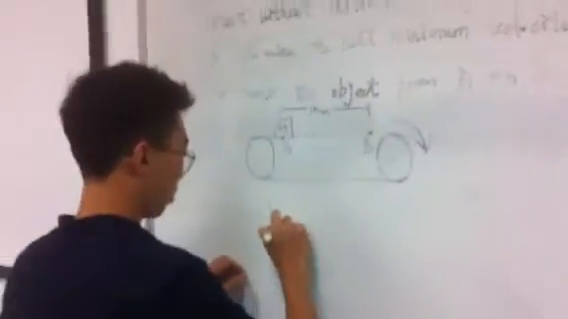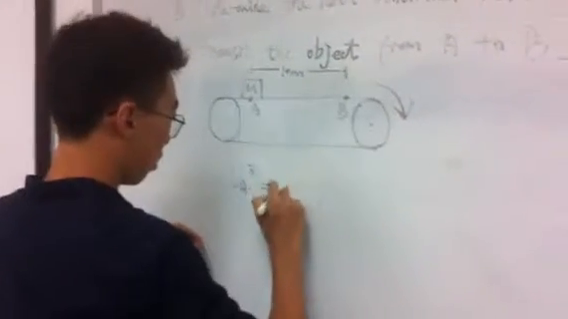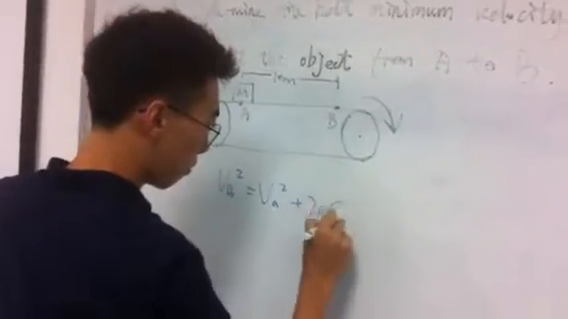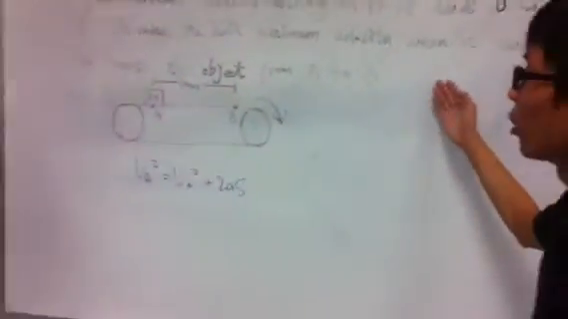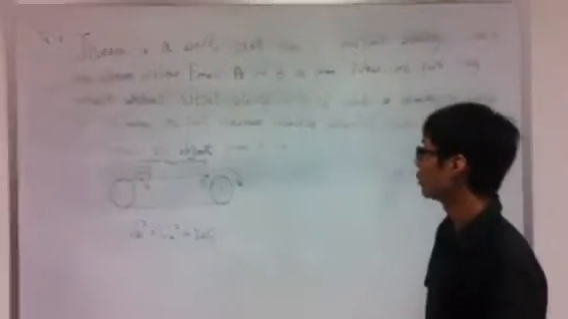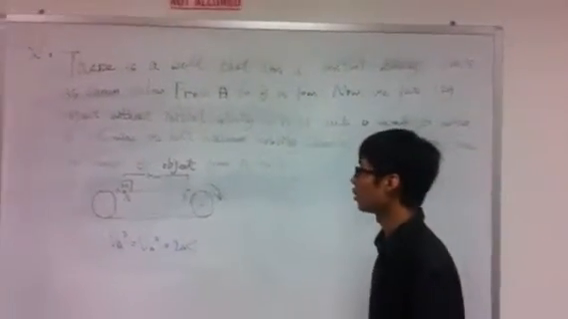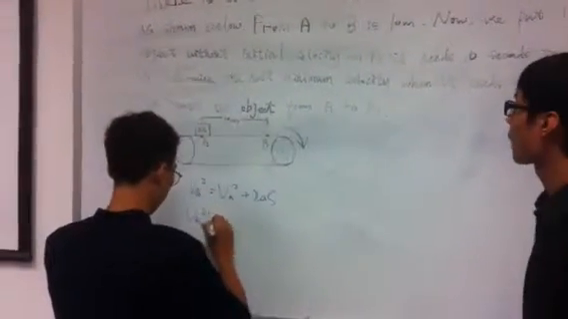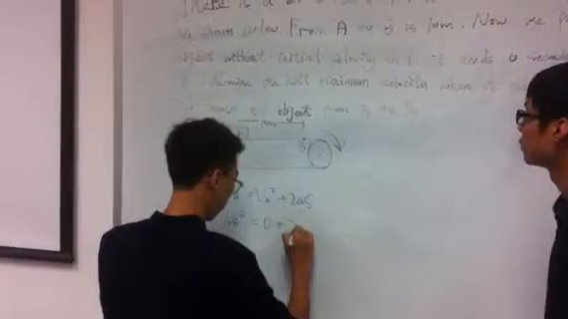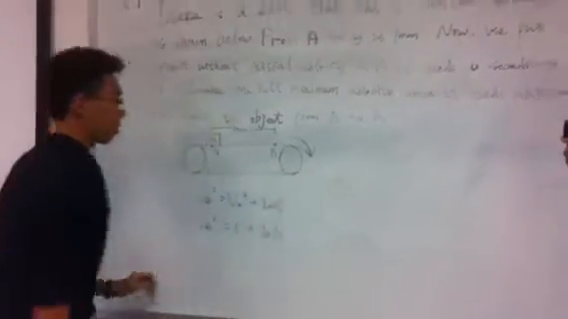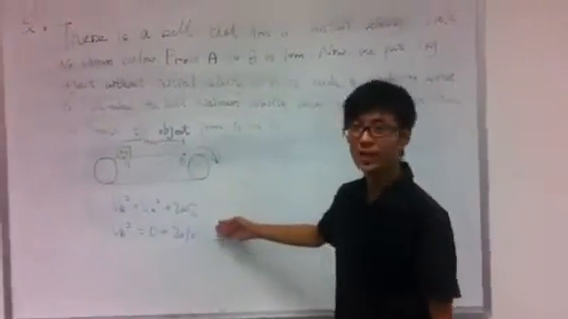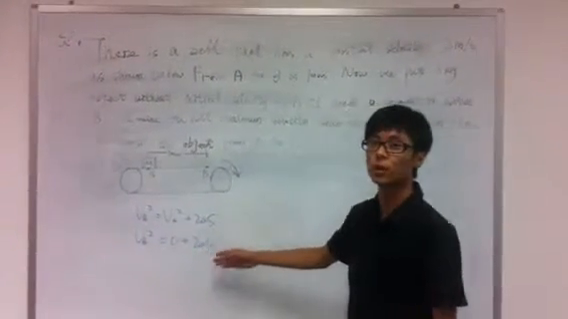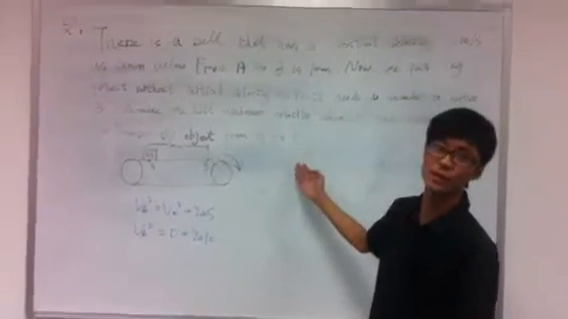VB squared equals VA squared plus 2AS. In this question, we know VA squared equals 0, and S equals 10 meters. So VB squared equals 0 plus 2 times A times 10. In this equation, we don't know the acceleration. So in step 2, we just need to calculate the acceleration. Then this question can be solved.